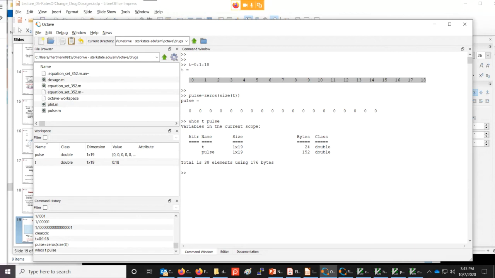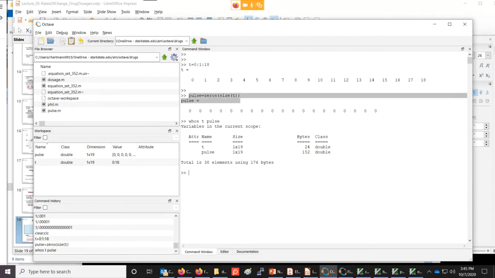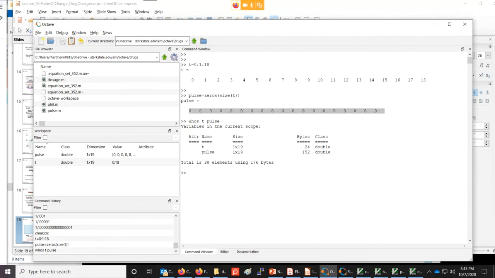So now I created a pulse vector. I called the vector pulse, but currently this pulse vector is all zeros, but there's 19 of them, so they exactly match my t. All right, but now let's say that I wanted to take this particular drug every 8 hours. Then what I need to do is generate a pulse of 1.